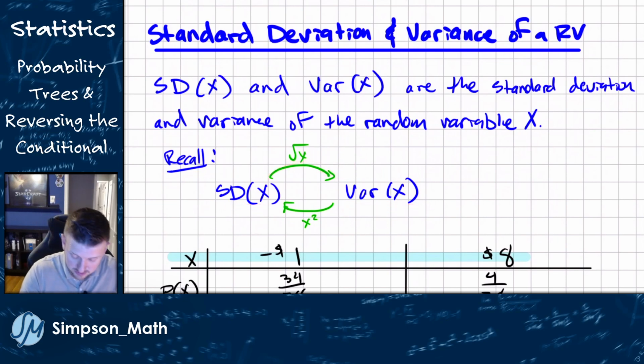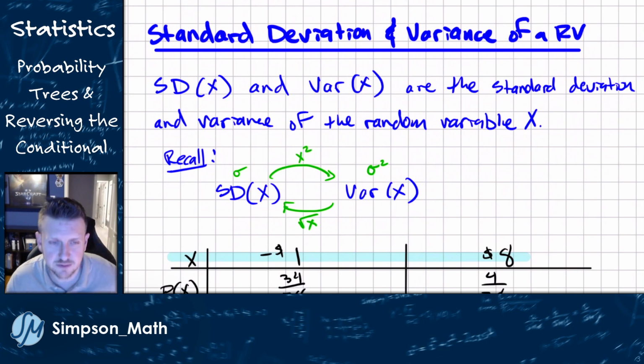That is backwards. If I have the variance, because this is like sigma squared or sigma, I would need to square root it to get to the standard deviation, or square it to get to the variance. Sorry, that was backwards in my notes.